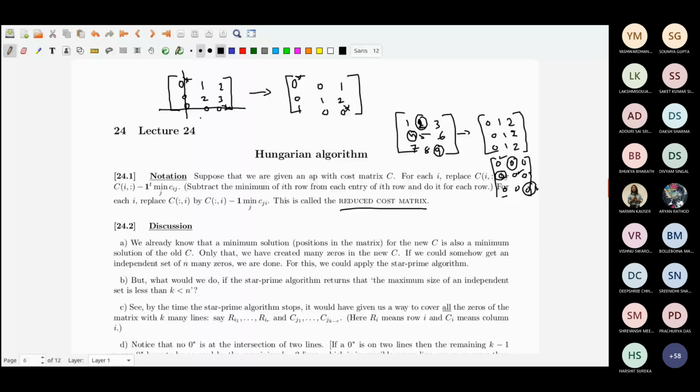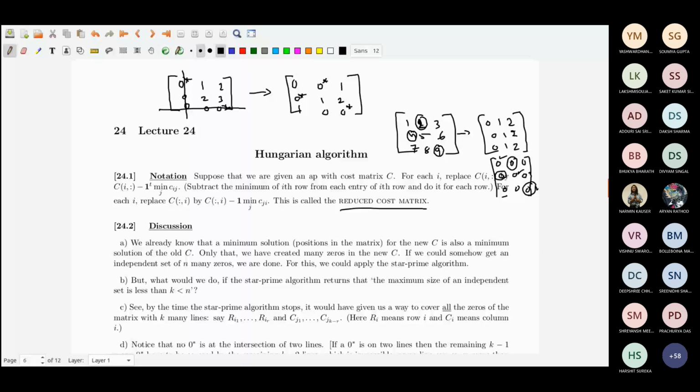So therefore you do again the star prime algorithm. You apply the star prime algorithm, and then after that, you will get this only. Whether in one step or another step. So that is the Hungarian algorithm. The Hungarian algorithm says the following.